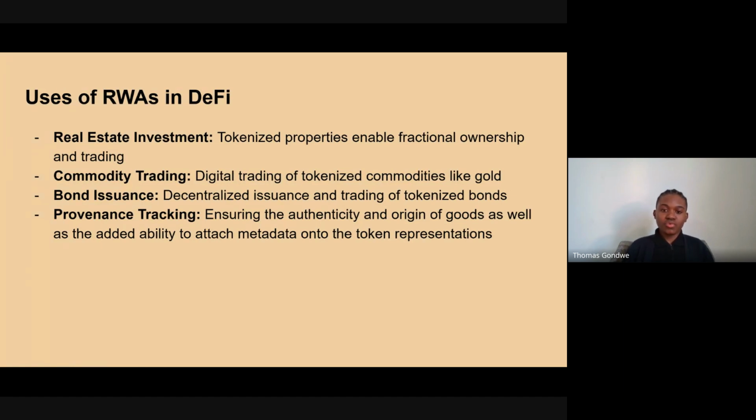Commodity trading: digital commodities like gold, you can trade those. Bond issuance: decentralized issuance and trading of tokenized bonds. Provenance tracking, as I said before, we're able to see the transparency of ownership, which is an important thing for anything that needs to be sold in terms of assets, because you want to know who owned this thing. You don't want to purchase something and find out it was used in a crime and later be investigated for that reason, right? And this is my last slide.